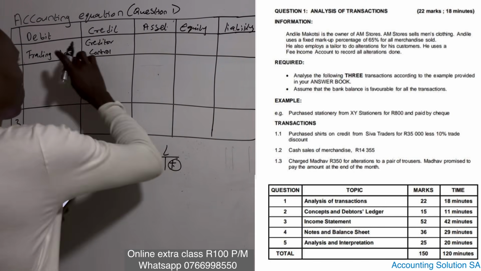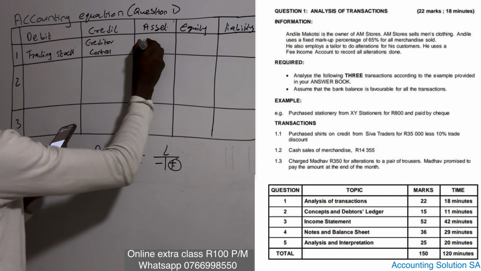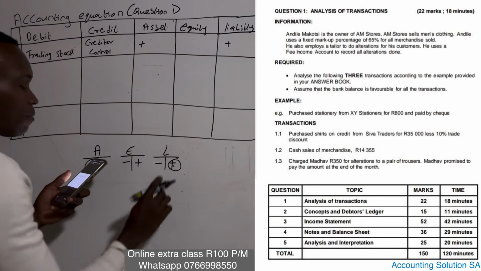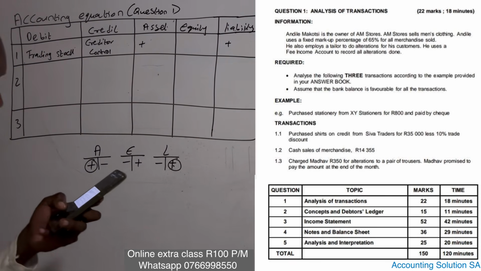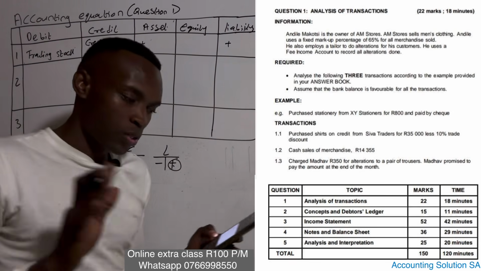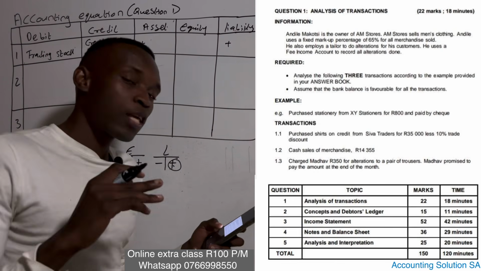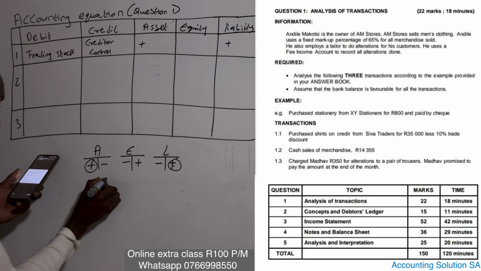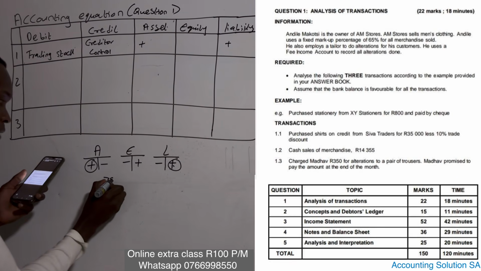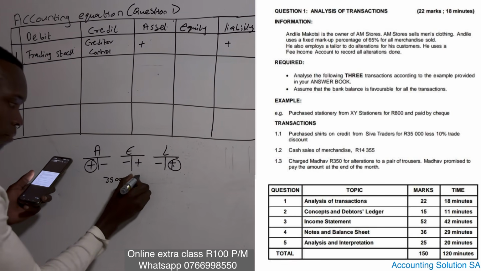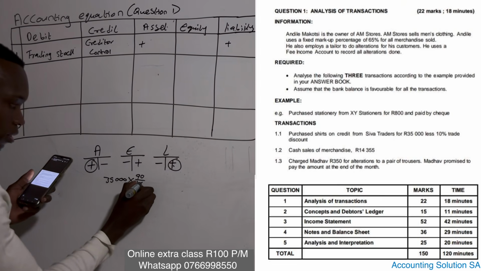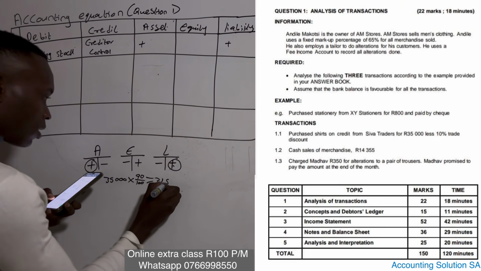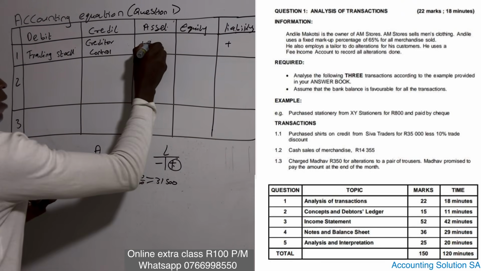Now let's show. Already we said assets increase is plus, this side is also plus, liability increase. Now the question is, are we going to record 35,000? No. We must subtract the 10% discount, which means that we are going to record 35,000 multiplied by 90 over 100. This is going to give you a straight answer of 31,500.